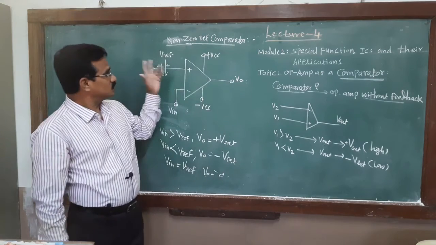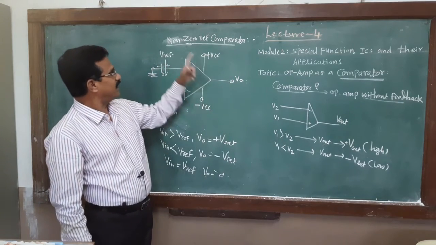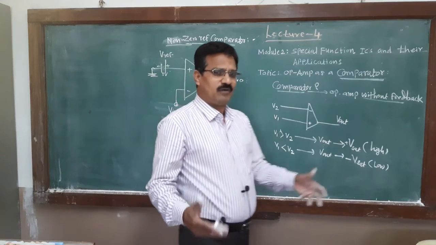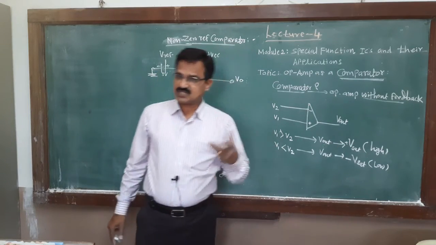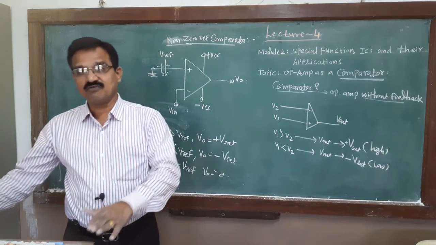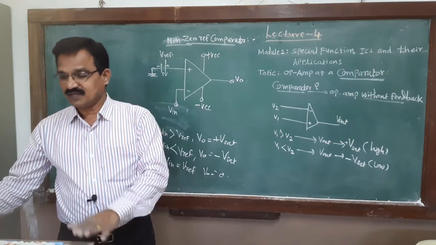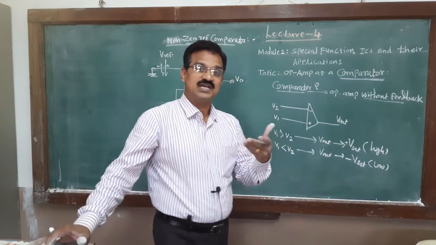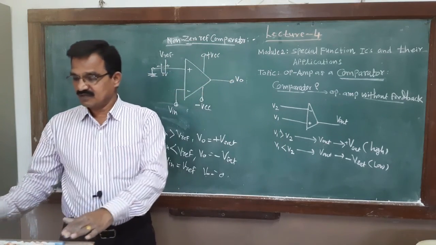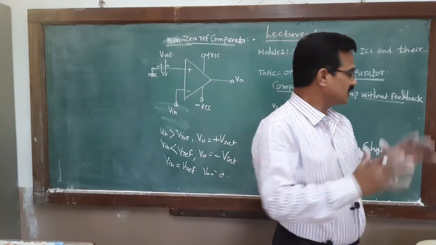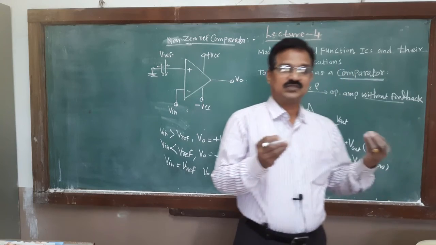So there are two comparators, the zero reference comparator and the non-zero reference comparator. Again, what are the applications of the comparator? The first one, the comparator can be used as a sine wave to square wave converter. It can be used as a monostable multivibrator. It can be used as an astable multivibrator, or it can be used as a Schmitt trigger. This is all about the comparator.